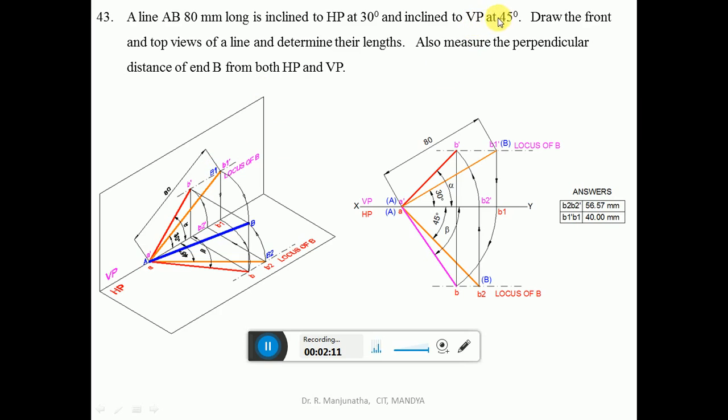Then the line is also inclined to VP at 45 degrees, and is 80 mm long. So from the same point A, in the top view, draw a line inclined at 45 degrees for a length of 80 mm and mark that point as B2, and also capital B2 because it is the true length. Now draw the dashed line to give the locus. That means the top view of point B must lie on this locus, and the front view of point B should lie on this locus.